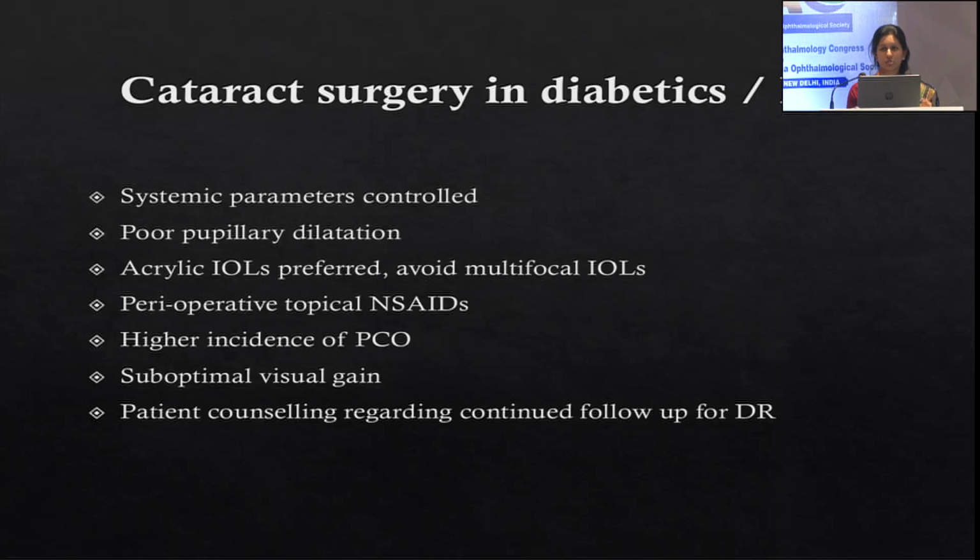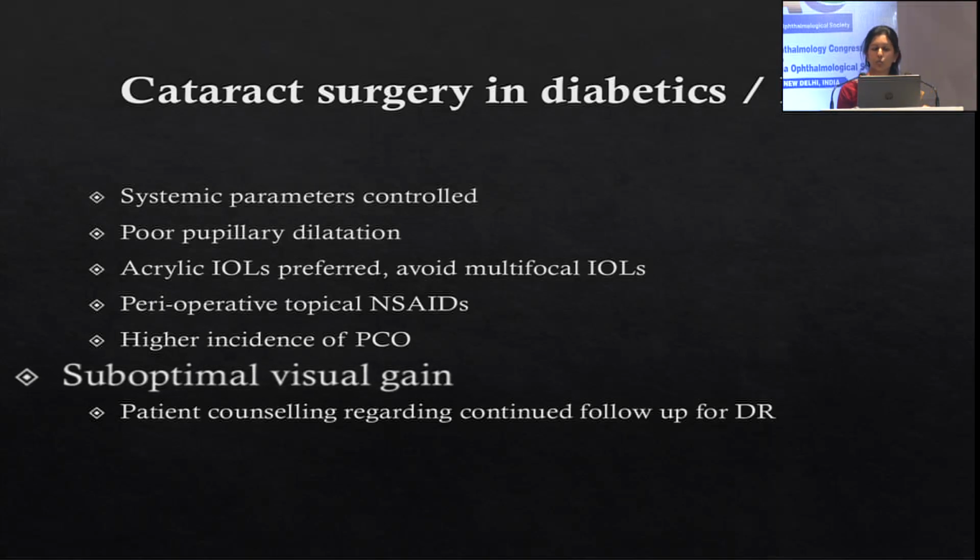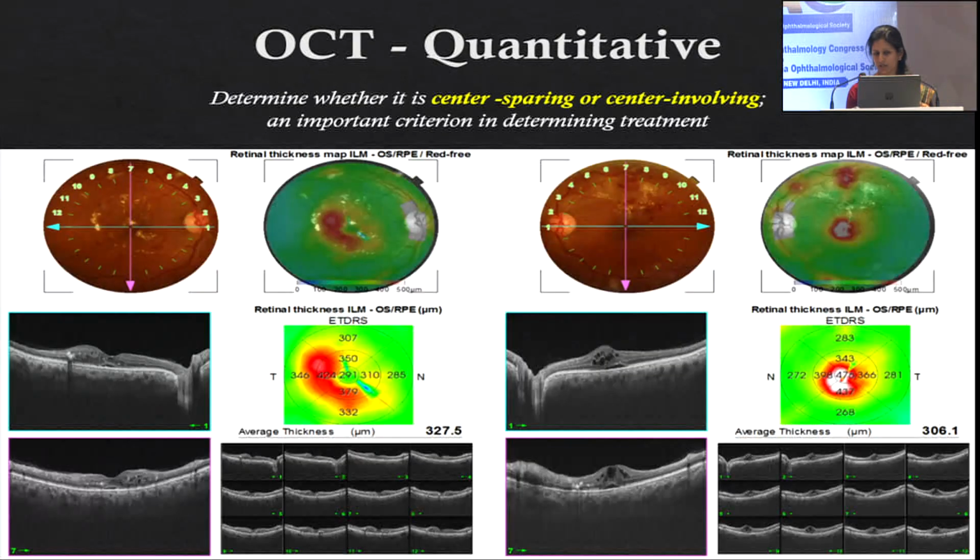Now, what is most important for us and what has been the theme of this IC as well is the suboptimal visual gain and how we as caregivers can either reduce this or prepare the patient for this so that there is no post-op surprise. And of course, as opposed to routine cataract surgery, in diabetics, it's important to counsel them that even though the cataract surgery has been done, they need continued follow-up for either the management or even the development of diabetic retinopathy.